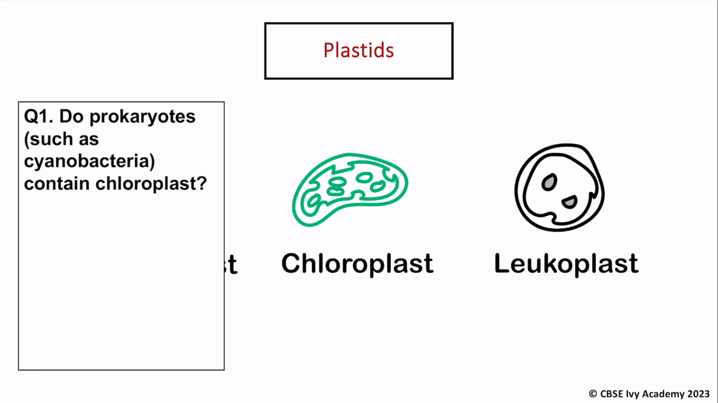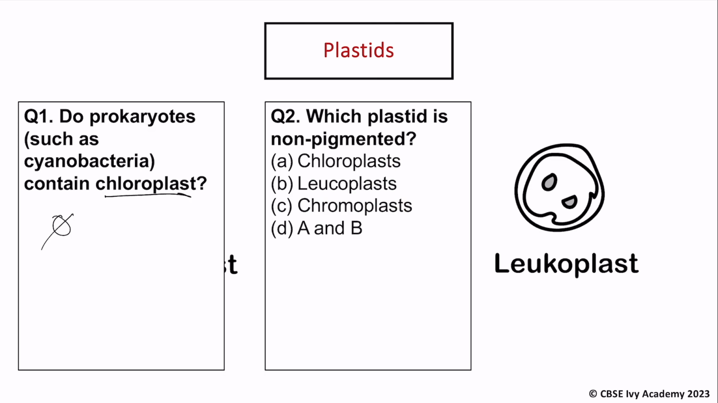Do prokaryotes such as cyanobacteria contain chloroplasts? The answer is cyanobacteria do not have chloroplasts because that is a membrane-bound organelle. Which plastid is non-pigmented? Chloroplasts, leucoplasts, or chromoplasts? The answer is leucoplasts. Those are non-pigmented.